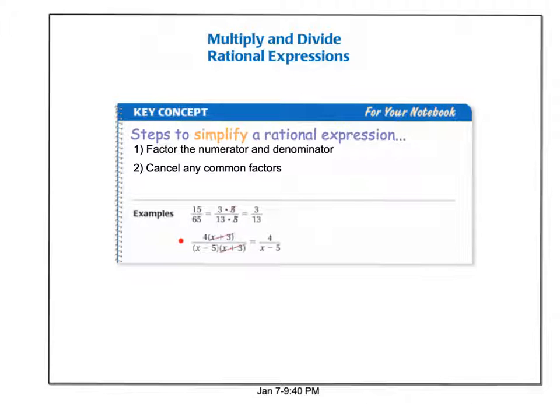Look at this example. In my numerator, I have 4 times the quantity x plus 3. In the denominator, I have the expressions x minus 5 times x plus 3. The factors of x plus 3 cancel, leaving you with a simplified rational expression.